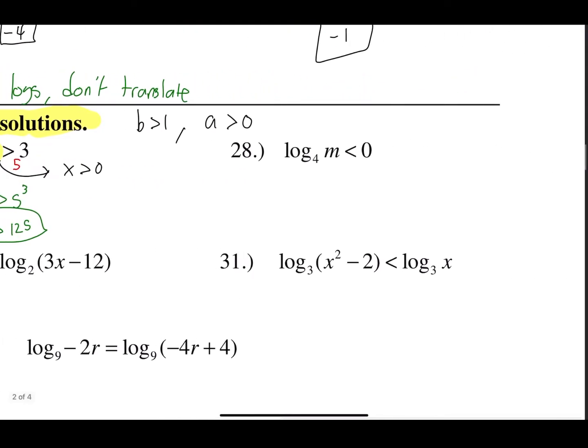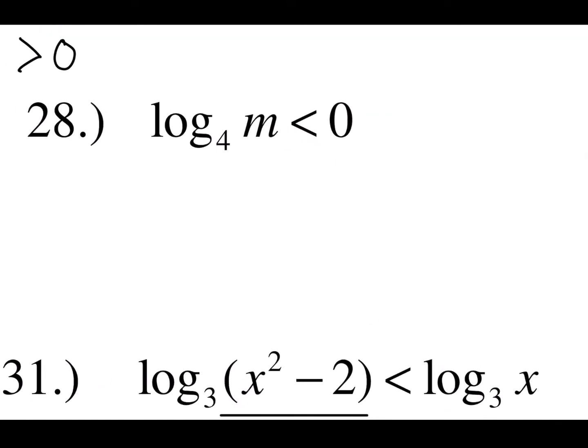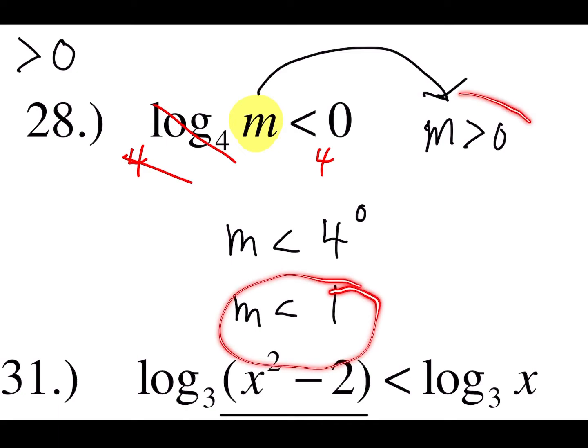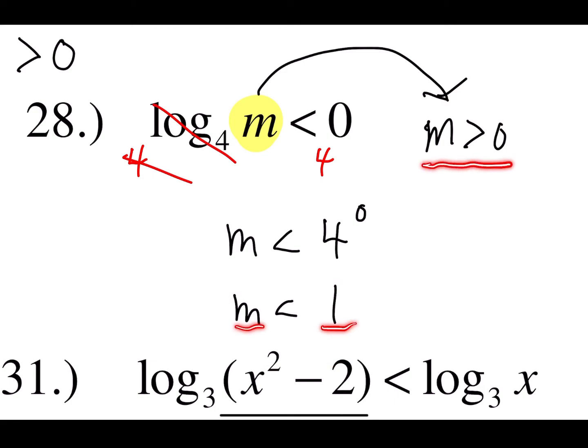Whereas, if I look at something like log base 4 of m is less than 0, make both sides the exponent of 4. These cancel. I'm left with m is less than 4 to the power of 0, which is m is less than 1. And then we look at the argument, m. The argument must always be set greater than 0. And then we think, does our answer always satisfy the argument? Numbers less than 1 are always greater than 0? No. -2 is less than 1, but it's not greater than 0.